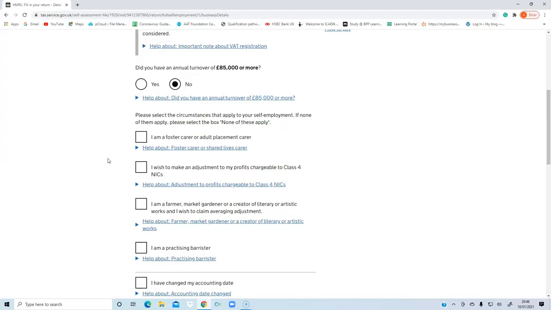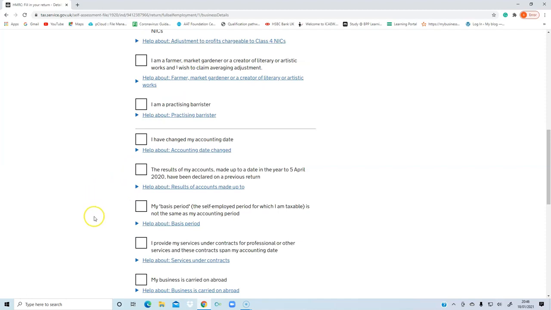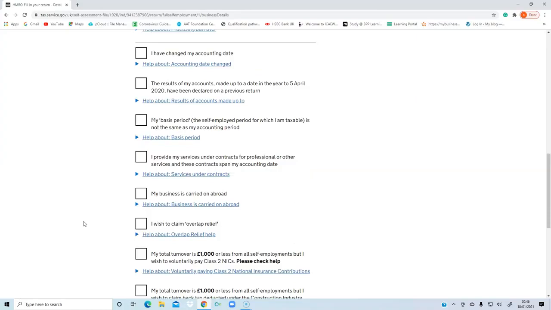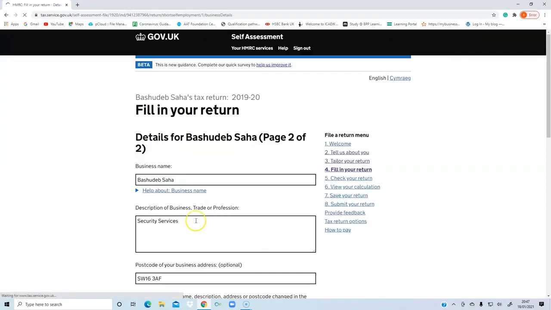If I said yes, it will ask me for the VAT registration and all of this. Then from here, the foster carer, farmer, fisherman options are very, very rare for all of us. Unless it is relevant to you, you don't have to tick anything. You can say none of this applies to you. Then we do save and continue to the next page.